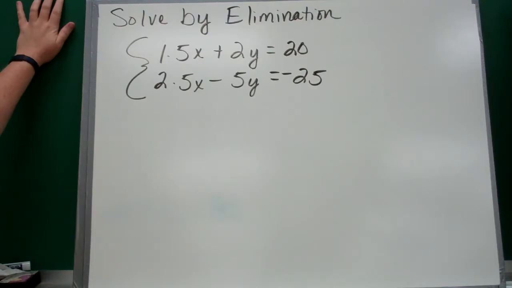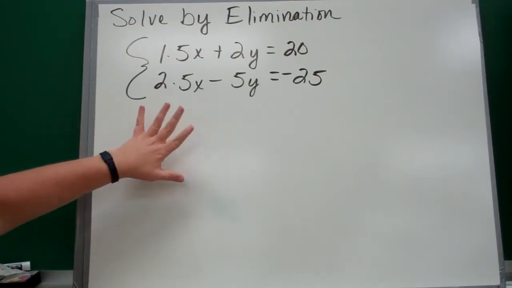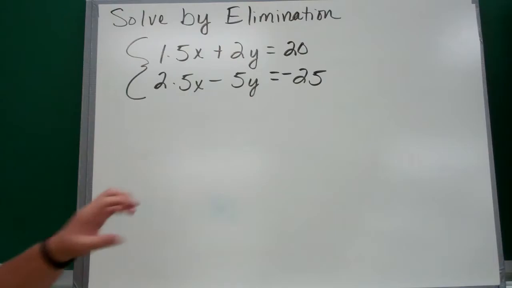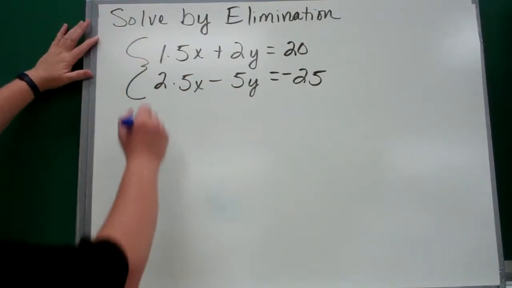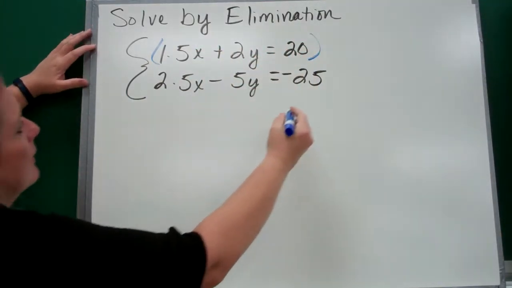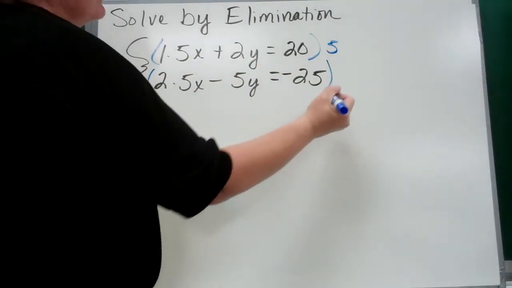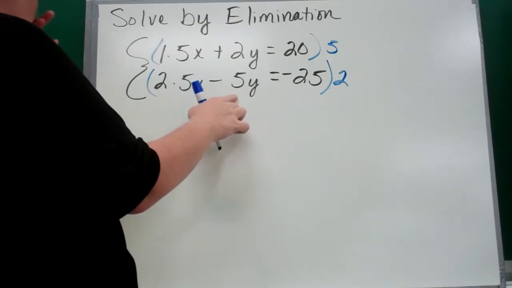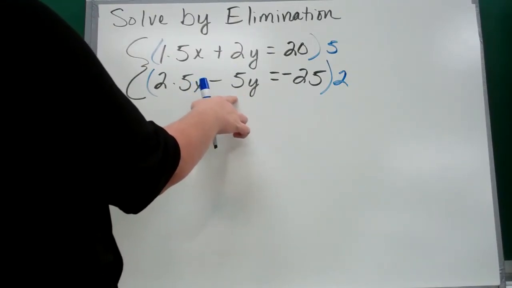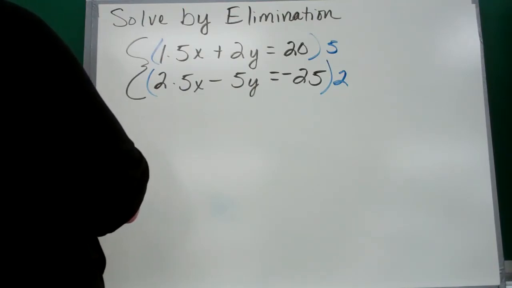Here's a system of equations. It's in standard form. I don't see anything that looks real easy like I can solve for right off the bat. But I do have the 2y and the negative 5y. If I take this first equation and multiply this by 5, that'll make this a positive 10y. Take the second equation and multiply it by 2. That's going to make this a negative 10y. And I will be able to eliminate very easily.